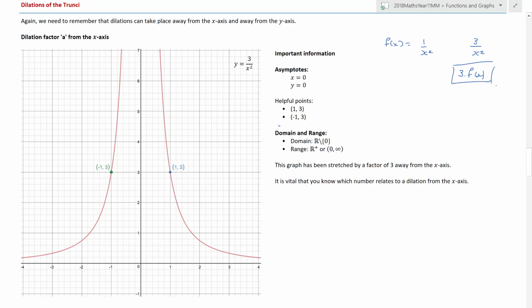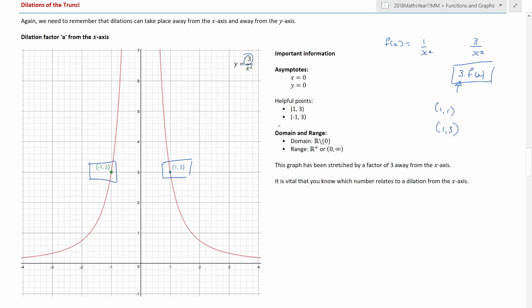Well, that's the situation when I multiply my whole function by a value, then that suggests it is a dilation away from the x-axis. Why? Because all this value here is doing is changing my y values. 1, 1 would become 1, 3 in that situation. And lo and behold, there we go. There's my helpful point. I've dilated this away, factor 3 from the x-axis.